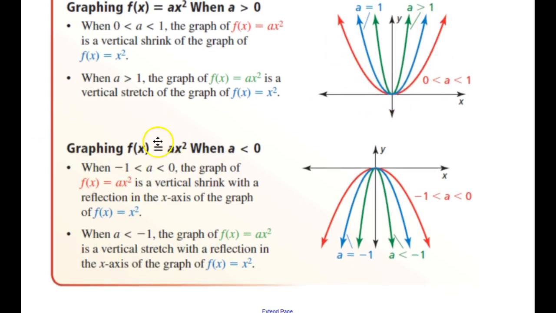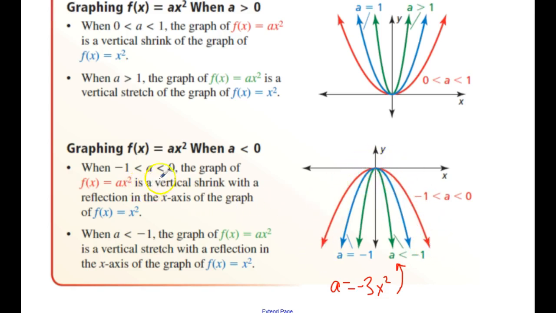Okay, so now if my a is negative, if I have that negative sign in front of my x squared term, that means my graph is flipped over the x-axis. So here's the blue one again, but it was a negative one. So again, if the absolute value is greater than 1, let's say a is negative 3, so I've got negative 3x squared, it's going to be more like this green one. It's going to be fairly steep. So again, if I have a fraction, it's going to be less steep on my curve.